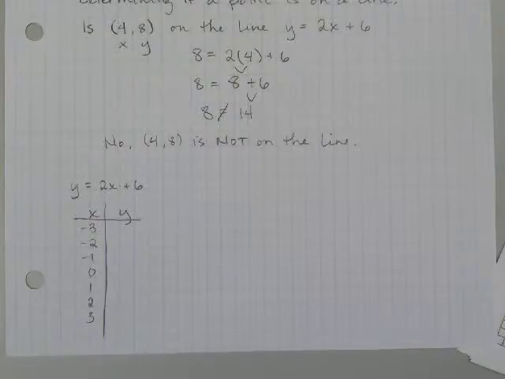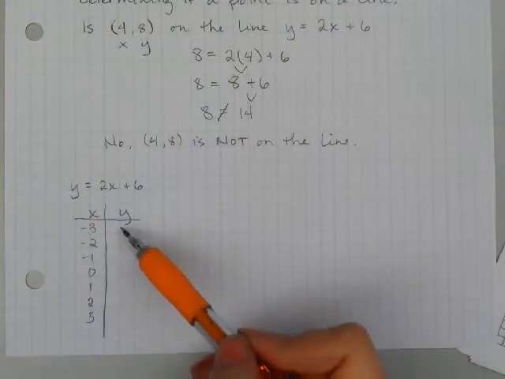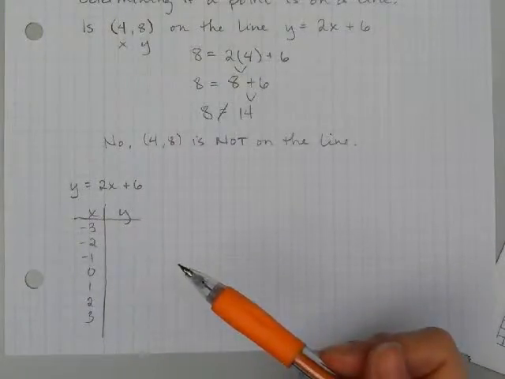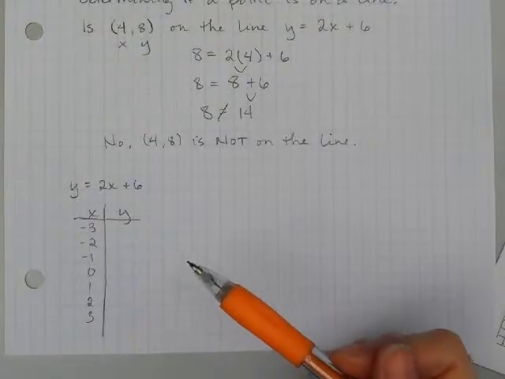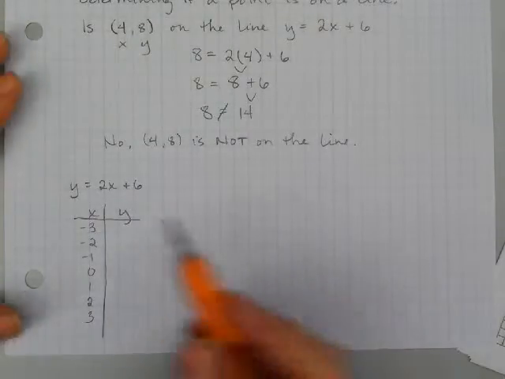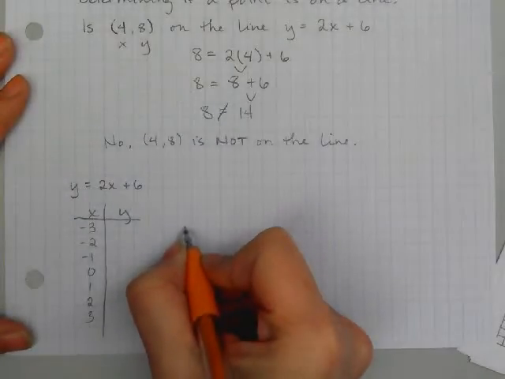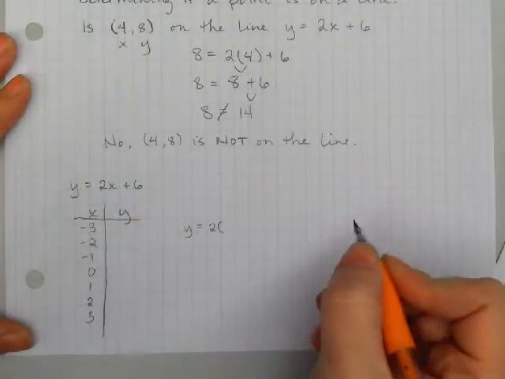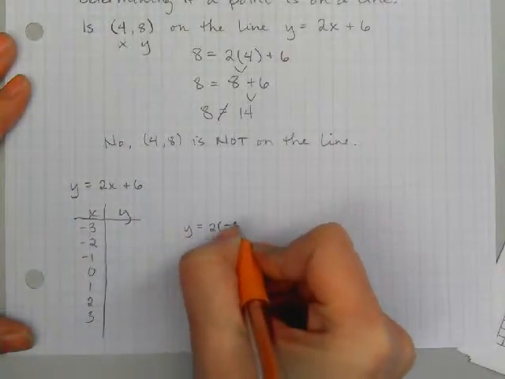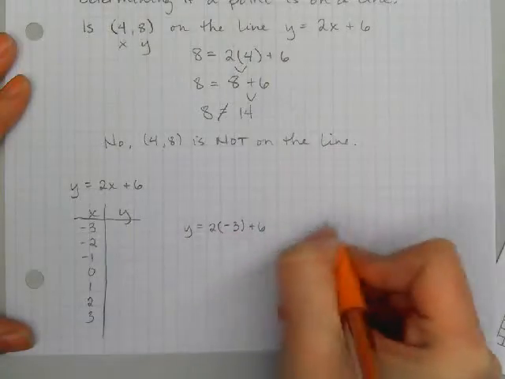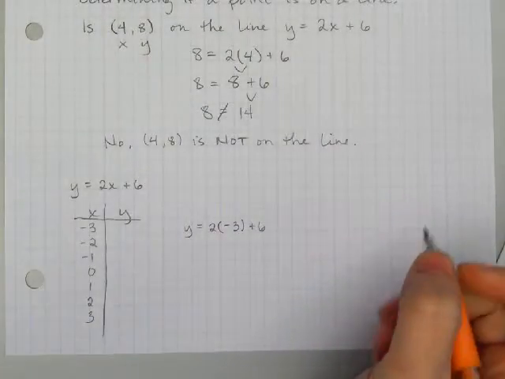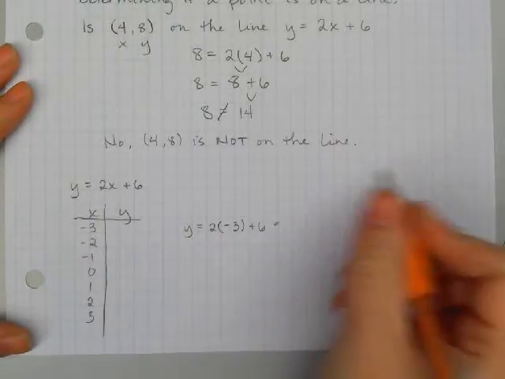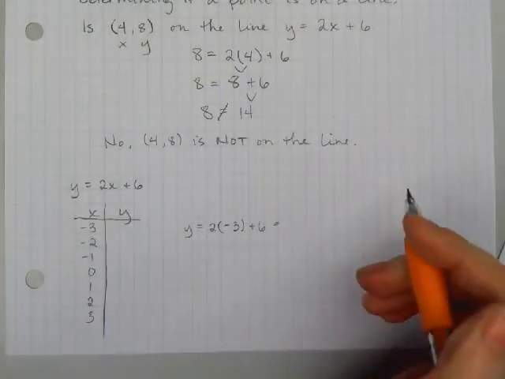So the next one, what am I going to put in instead of the negative 3? Negative 2 plus 6. So what's negative 2 times 2? Negative 4 plus 6. And what does that equal? 2. Next one, 2 times negative 1 plus 6. So what's negative 2 times 1? Negative 2 plus 6 is 4.